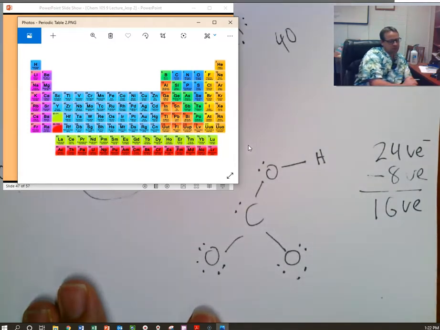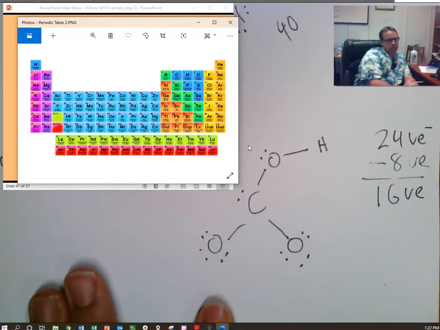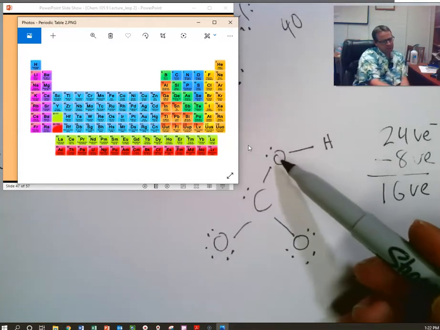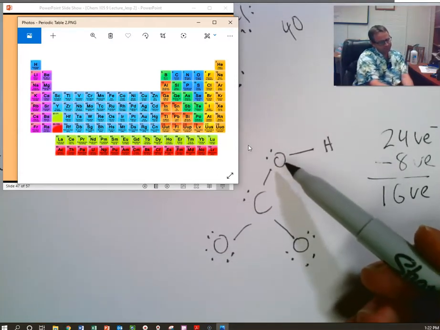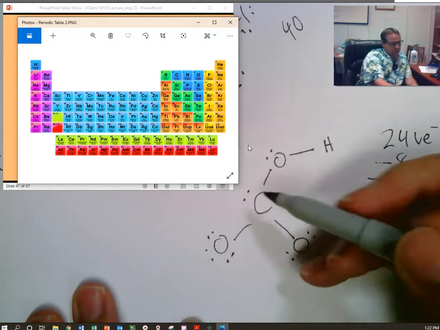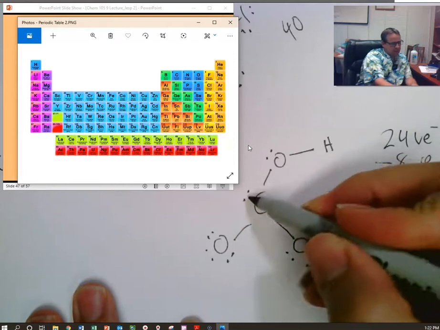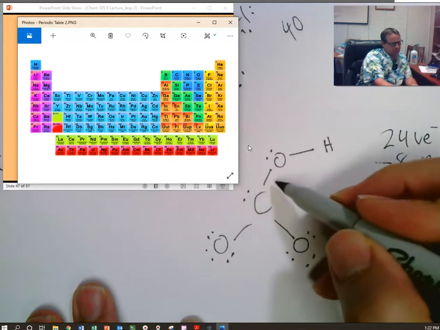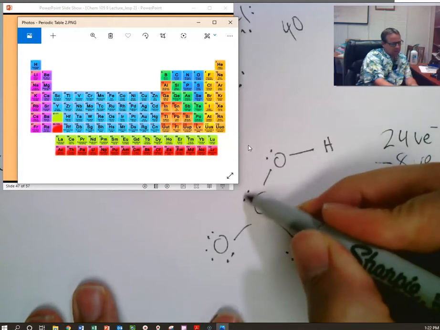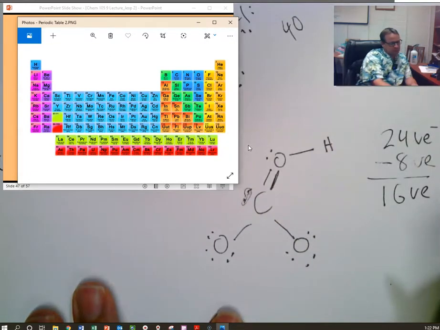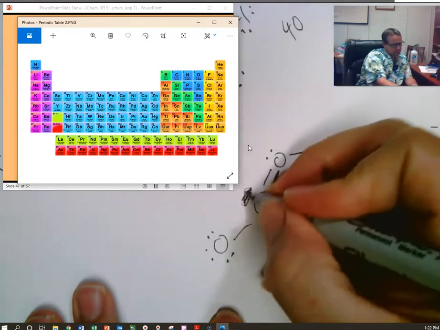But I can see that when I have it distributed like this, there's some problems with this compound. Oxygen doesn't have enough electron density available to it, so I can't form a double bond here with those electrons. I could remove these and form that double bond like that. Let's see. I guess I could do that.